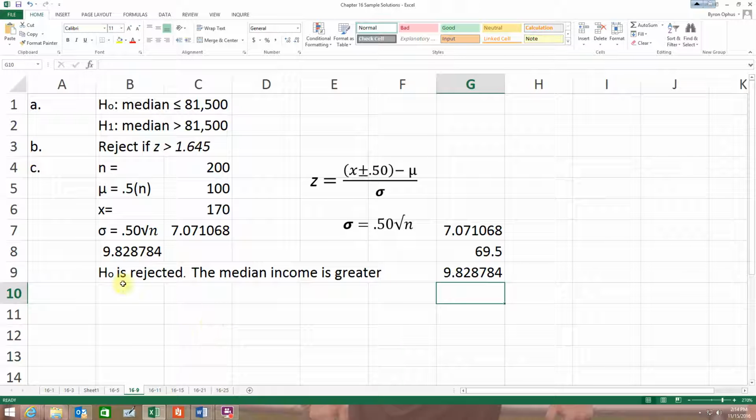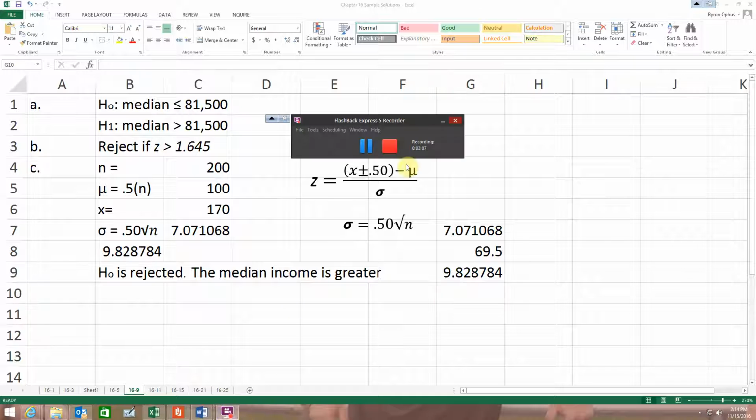So I'm really confident I'm going to reject the null hypothesis, because my calculated z is way bigger than 1.645, and I can conclude with a great deal of confidence that the median income is greater. There you have it for 1610.